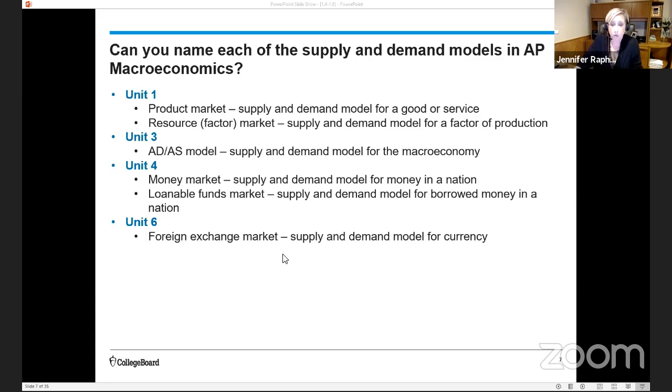So even though Unit 6 isn't going to be on the exam this year, and even though you're more than likely going to be dealing with macroeconomic supply and demand models on the AP macro exam this year, it's really important that you understand how foundational basic supply and demand concepts are to your ability to use these other tools that are going to be the basis of your analysis in AP macroeconomics.